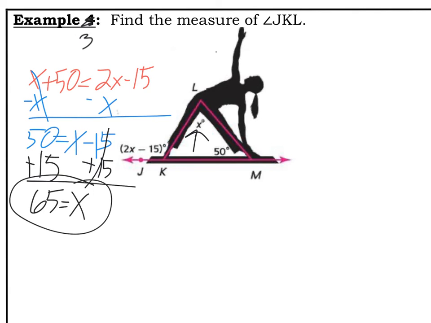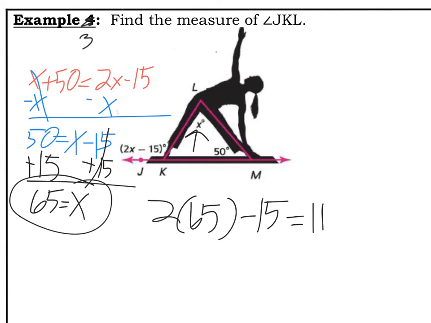So how do we figure out the outside one? Just plug in 65. So what is 2 times 65? That's going to be 130 minus 15. That'll be 115 degrees. And then you could always check your work because this angle plus that angle should also equal what this angle is, which is 115. So does 65 plus 50 equal 115? Yes, it does. So there you go.